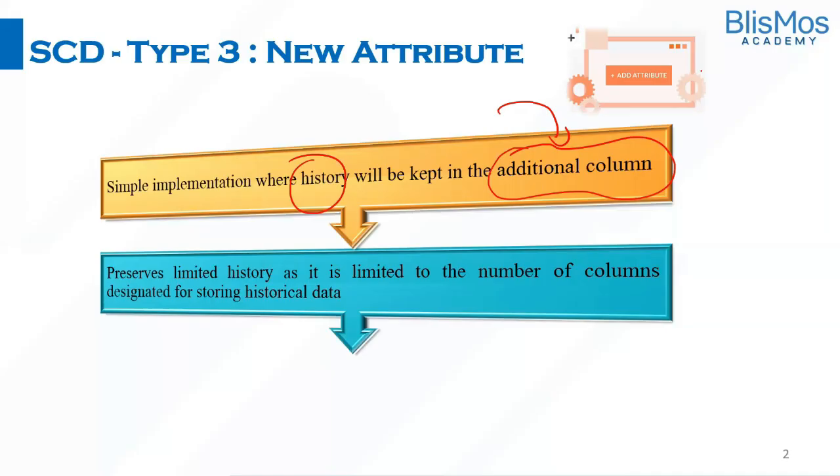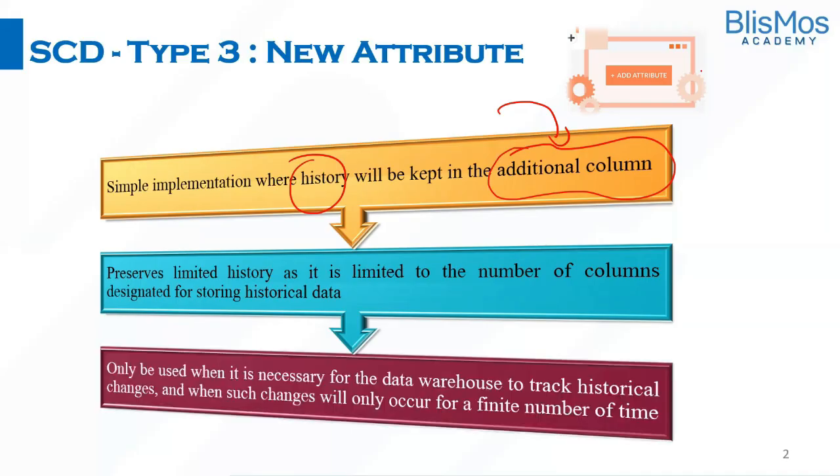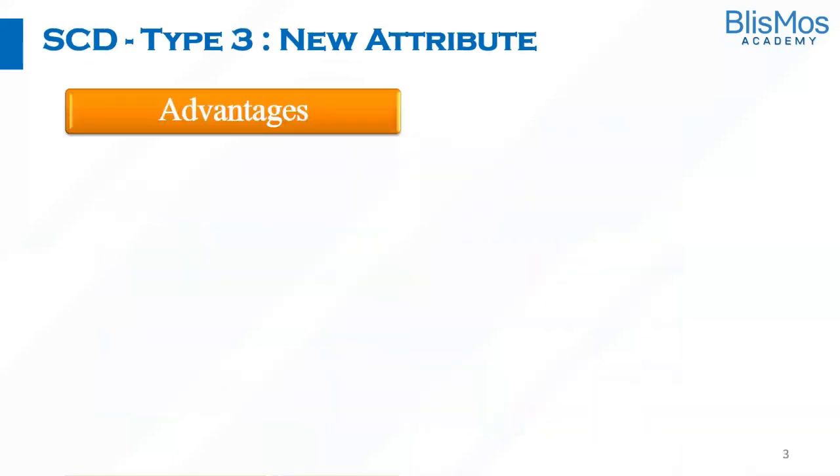It preserves the limited history rather than the whole row. Since it preserves the limited history, we can use it only when changes are occurring finite number of times. If changes are occurring very frequently, this is not the type you should be using as a part of your data warehouse. So what are the advantages here?